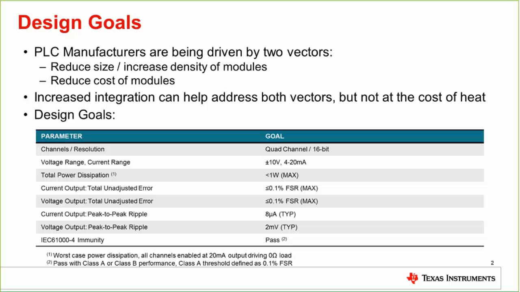For both the voltage and the current output, we'd like to achieve less than 0.1% full-scale range max total unadjusted error. That's the error prior to any calibration. And you'll notice maybe some clues into how we're going to achieve this by the notation of peak-to-peak ripple goals for the current output and the voltage output. Because we're going to have to utilize a switch mode power supply in order to realize the efficiency we need to hit less than 1 watt of power. Certainly couldn't do that with an LDO.